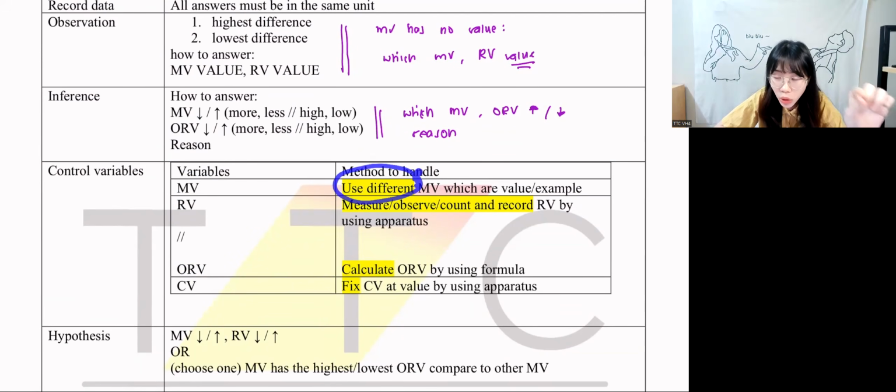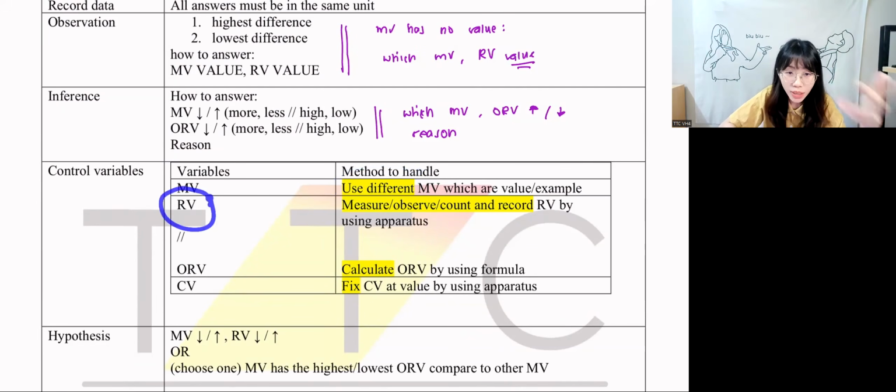Your method to handle needs to involve use different manipulated or type of food, which are groundnut, peanut, bread, dry bread. You have to use the word use different. Use different type of food, such as peanut, groundnut, and whatever bread lah. So you have to write use different.